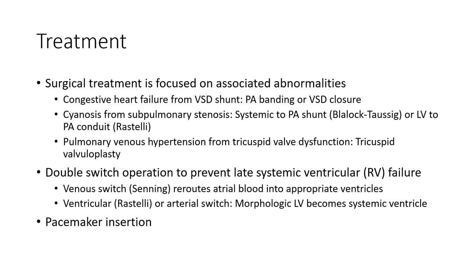Double switch operation to prevent late systemic ventricular failure. Venous switch reroutes atrial blood into the appropriate ventricle. Ventricular or arterial switch, so the morphologic left ventricle becomes the systemic ventricle.